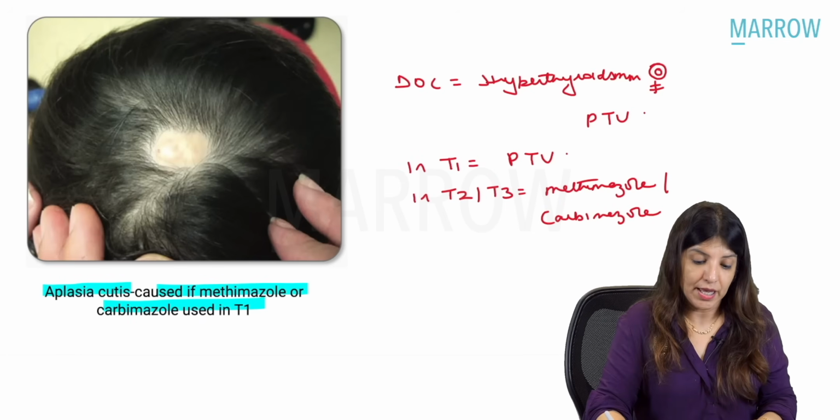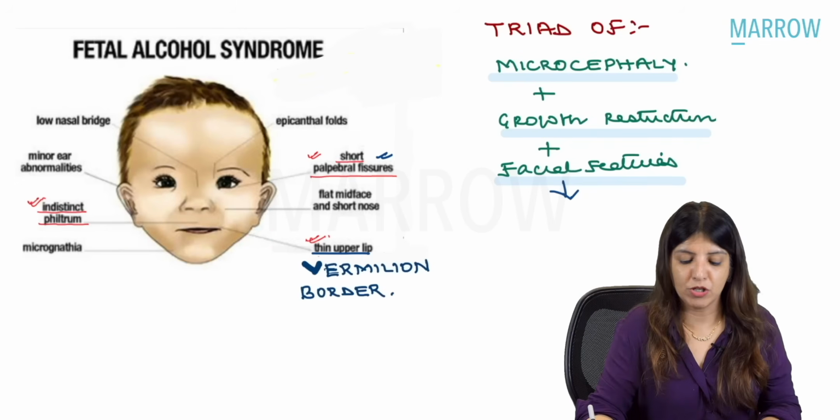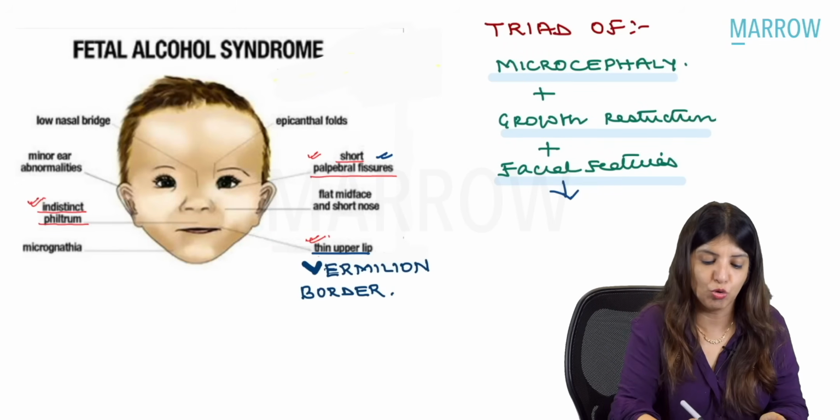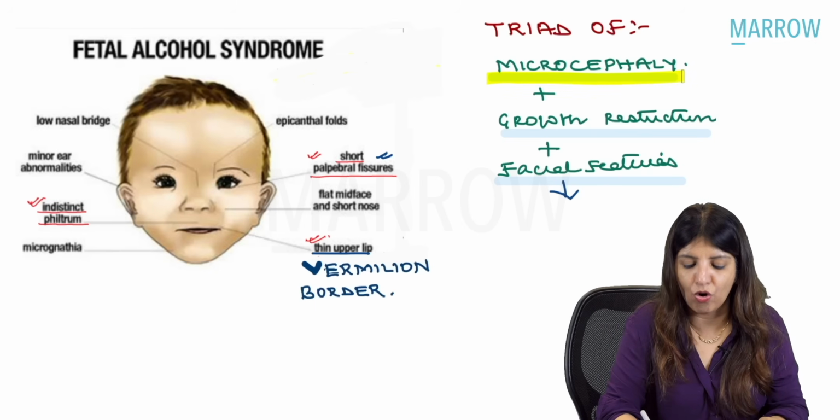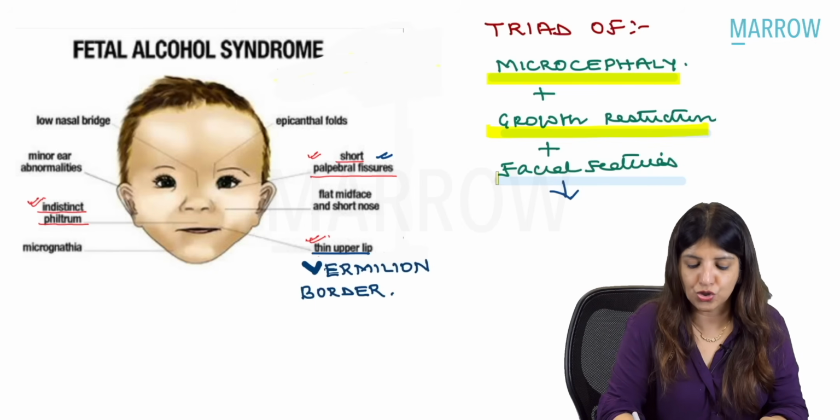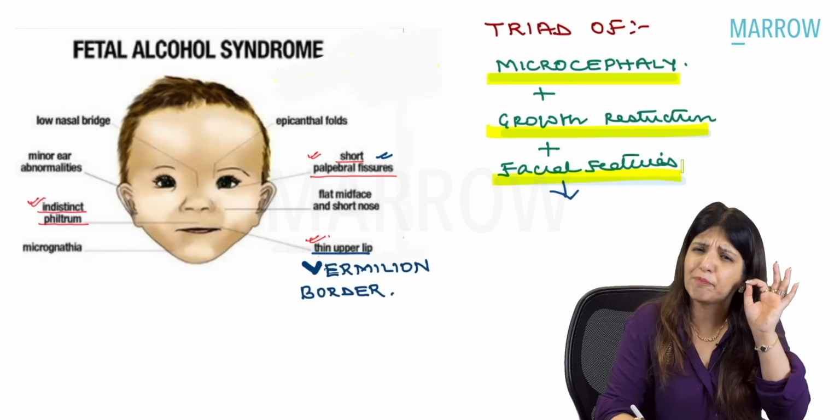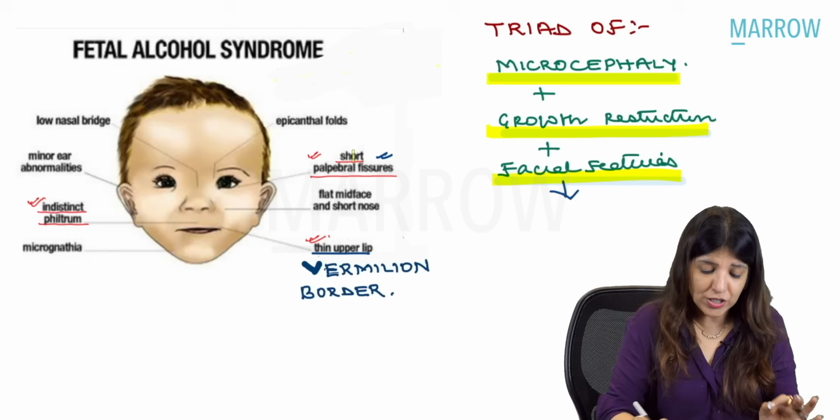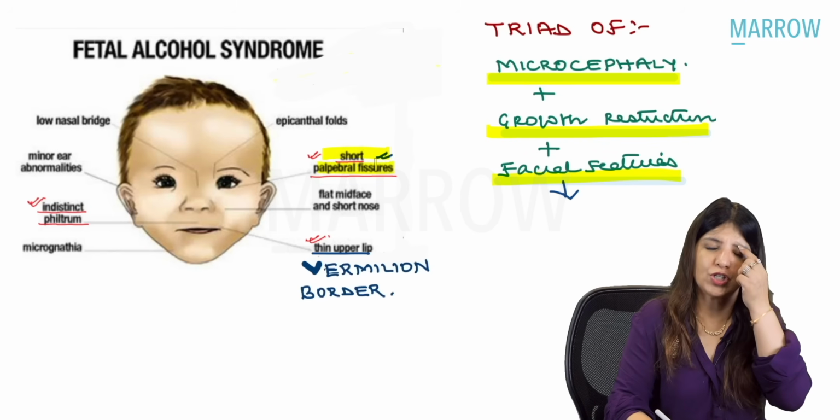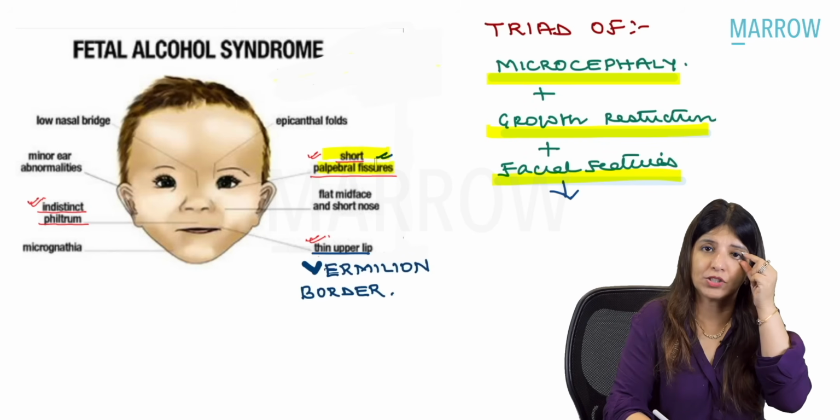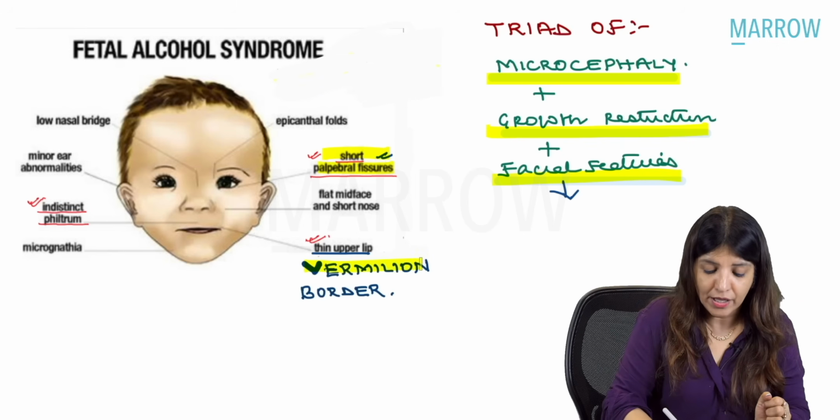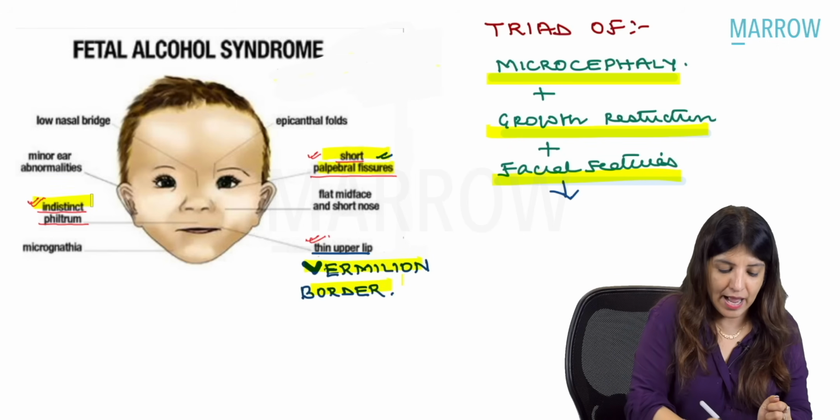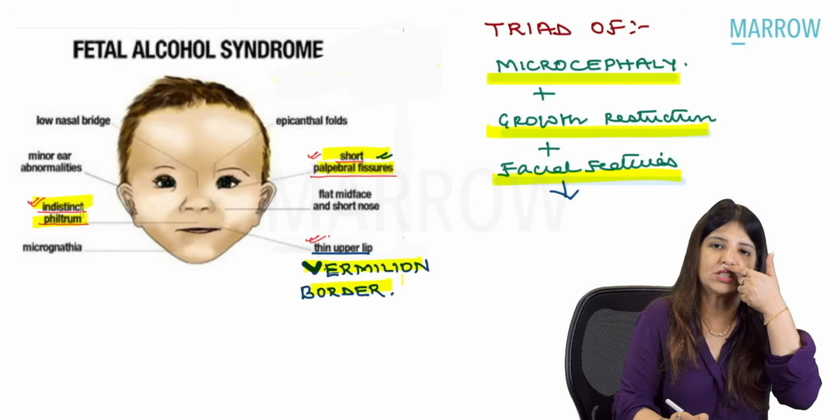Right? Okay. Then, this over here is an image which is showing you fetal alcohol syndrome. In fetal alcohol syndrome, you get a triad of microcephaly, growth restriction and facial features. There are typical facial features which you get in fetal alcohol syndrome, which are short palpebral fissures. The eyelids over here, this is a short palpebral fissure. There will be thin upper lip, thin vermilion border, and there is going to be indistinct philtrum.